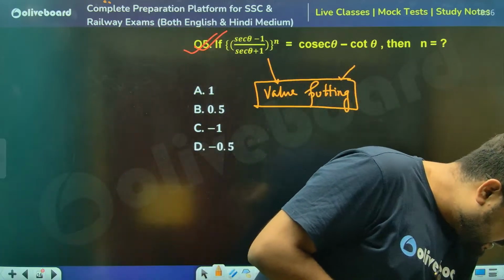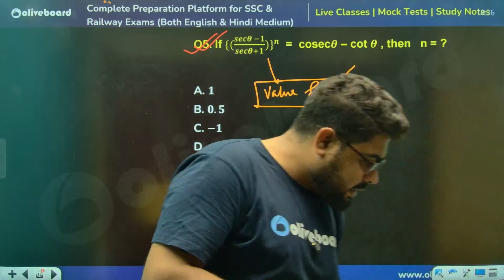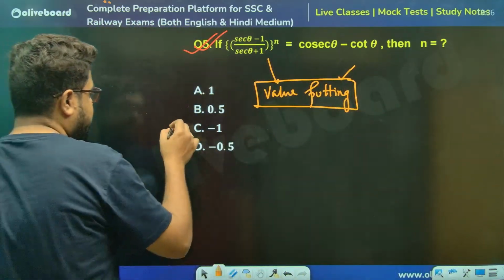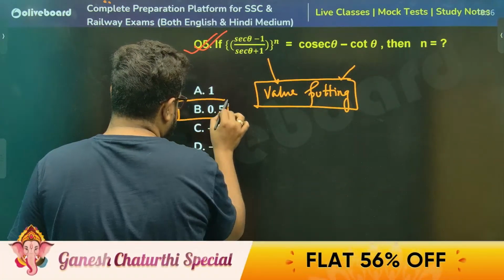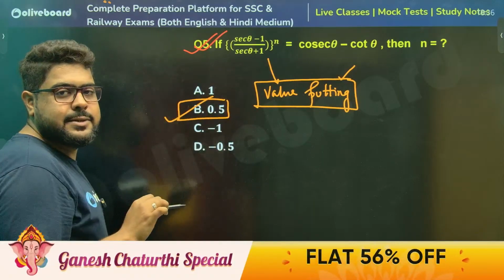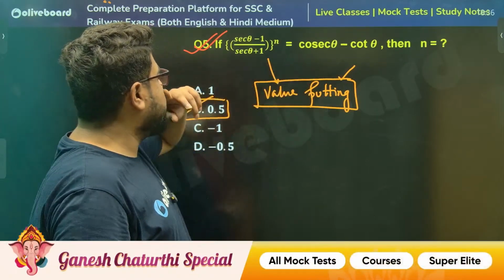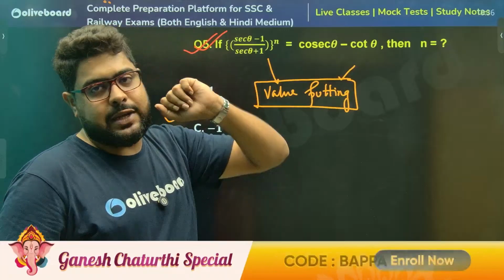Any other answers? Arghamita is also saying B. Acha, Amalesh is also saying B now. Acha, chalo. So everybody is now concurrent that B is the answer. Let's see. So let's put value. Kya value put karenge? So let's do one thing, sir.